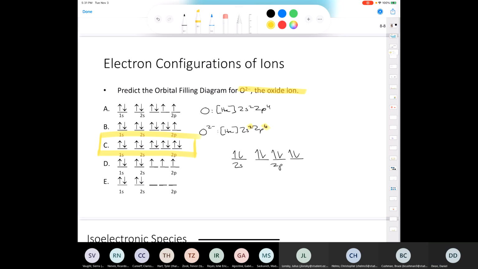We have 1s2, which I left out. That comes from the helium. And we have 2s2 and 2p6. And you can see that all of the electrons have opposing spins, like that. Let me back up again.